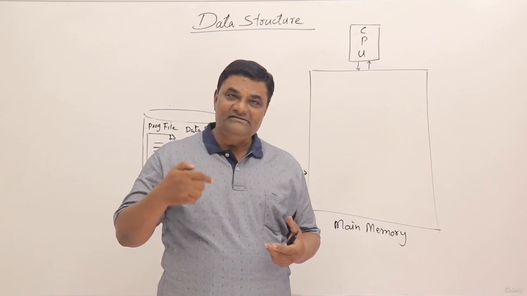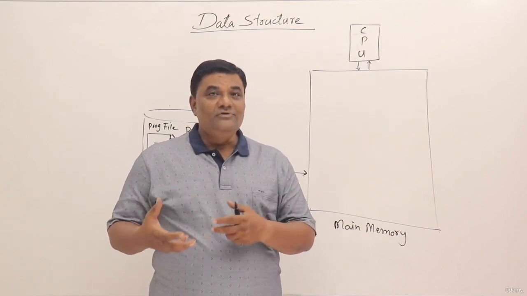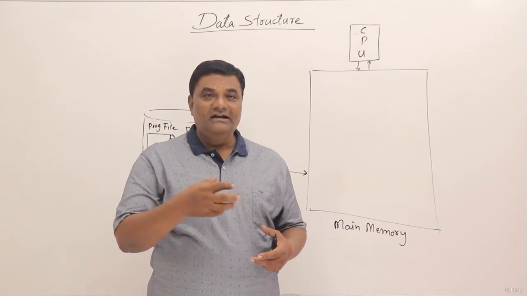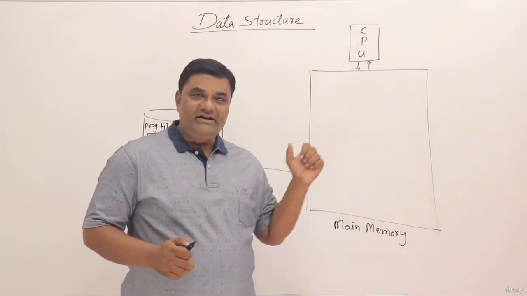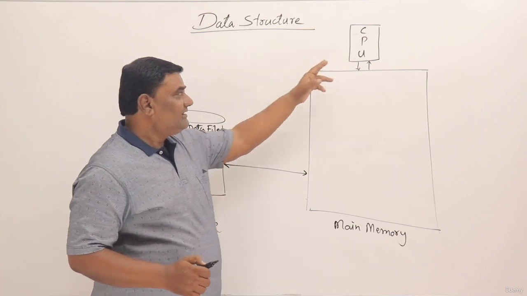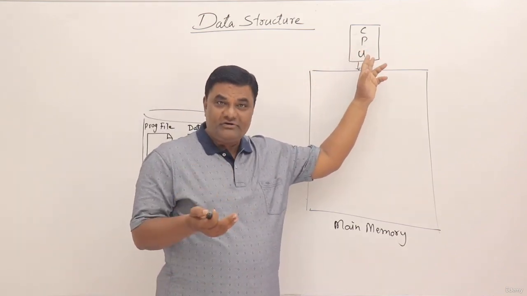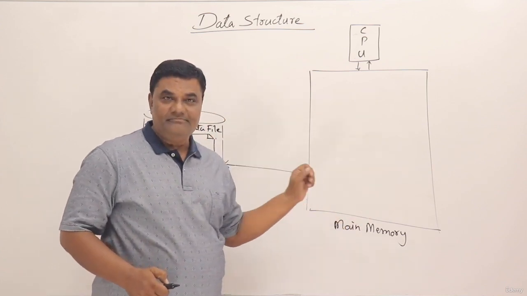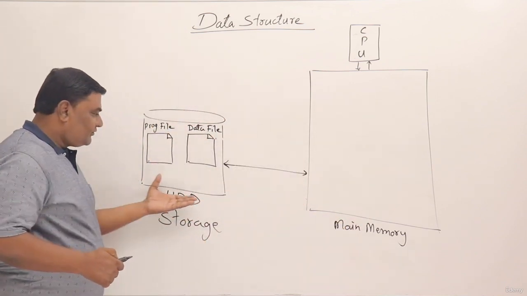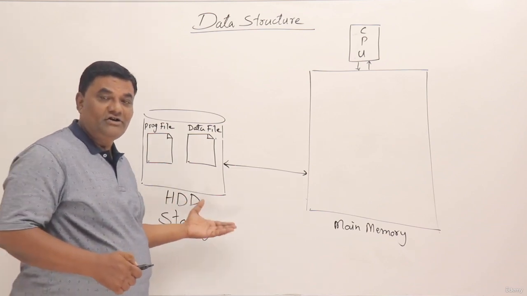So I'll take an example and explain to you in detail how the program utilizes data and how it puts the data inside the main memory. Let us look at this diagram. Here is the CPU processor, that is the central processing unit, that is our microprocessor, and this is main memory. Let us say this is RAM, and this is a storage, that is a hard disk drive or external storage, or we just call it storage.